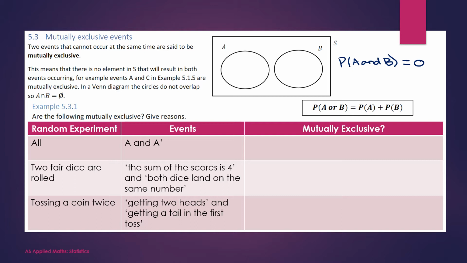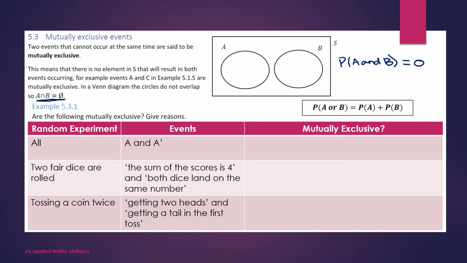We also can write it in notation like we have done here. Remember, that was the empty set, and we talked about that in example 5.1.5. So looking at these two events, if I've got a random experiment, any random experiment, if I've got A and A dashed, are they mutually exclusive? Just go through this table, have a think about yes, no, and then your reason why.